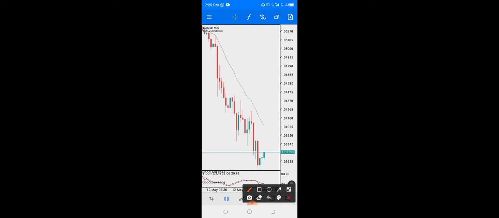So you see that the market is moving. You can see the strong move down. Then it went up a little bit. Then strong move down. Then it went up a little bit. Another strong move down.